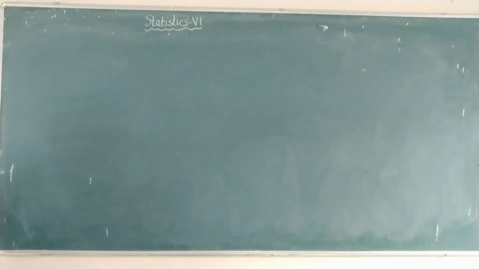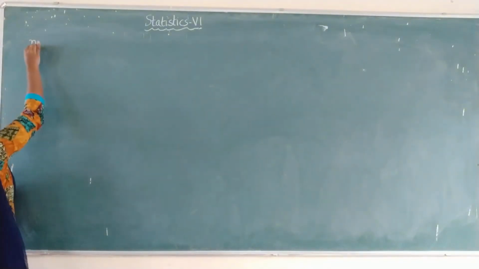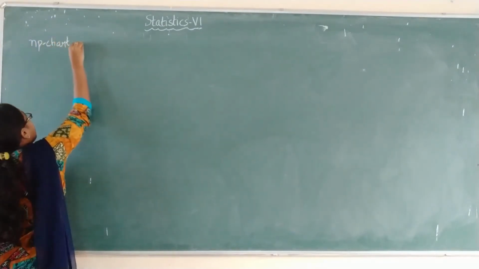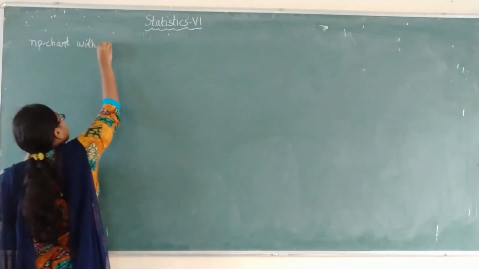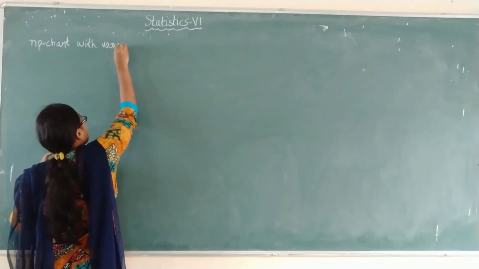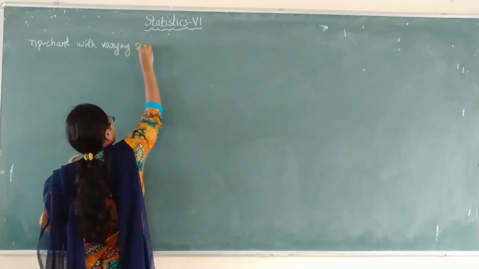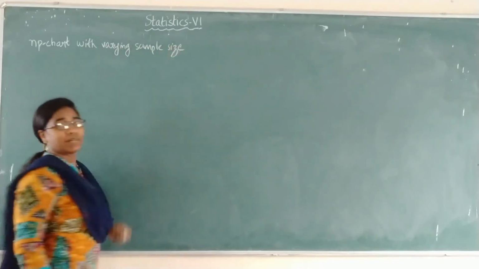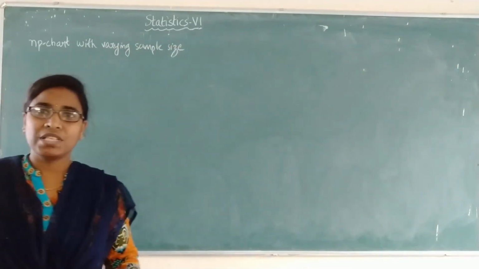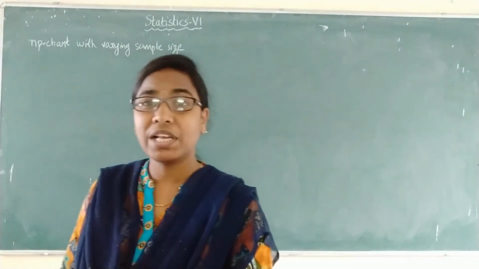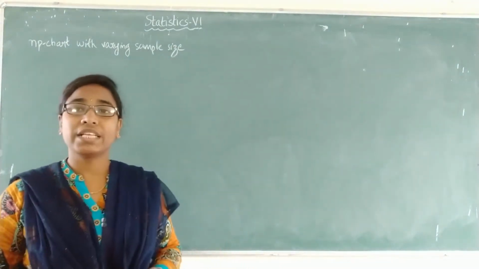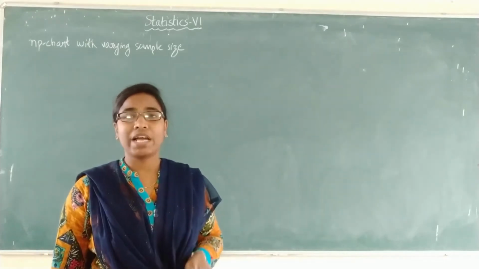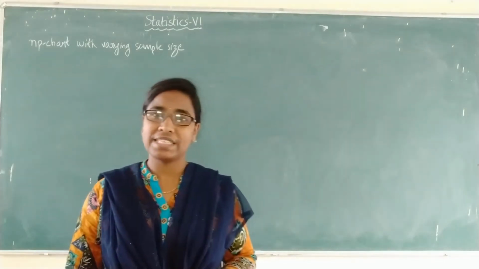So coming to NP chart with varying sample size. Varying sample size means if the sample size differs, that is Ni value is different, so how will you get the control limits? For each and every sample, you will be calculating the UCL and LCL values.